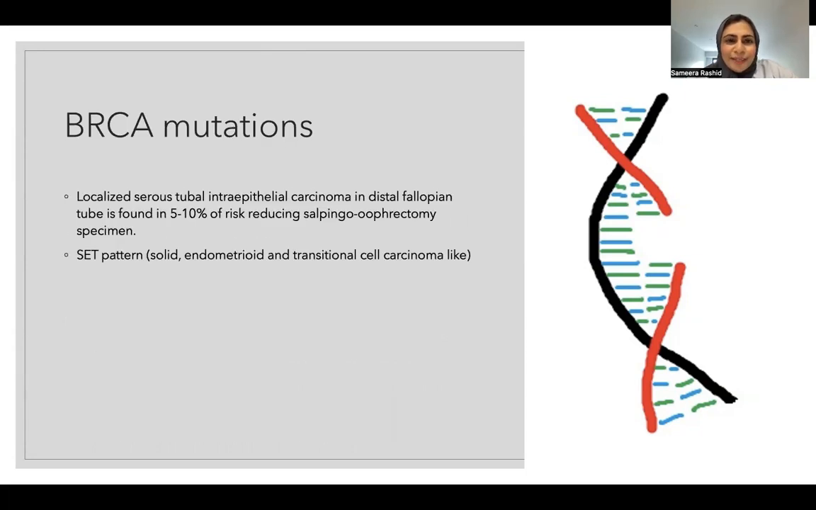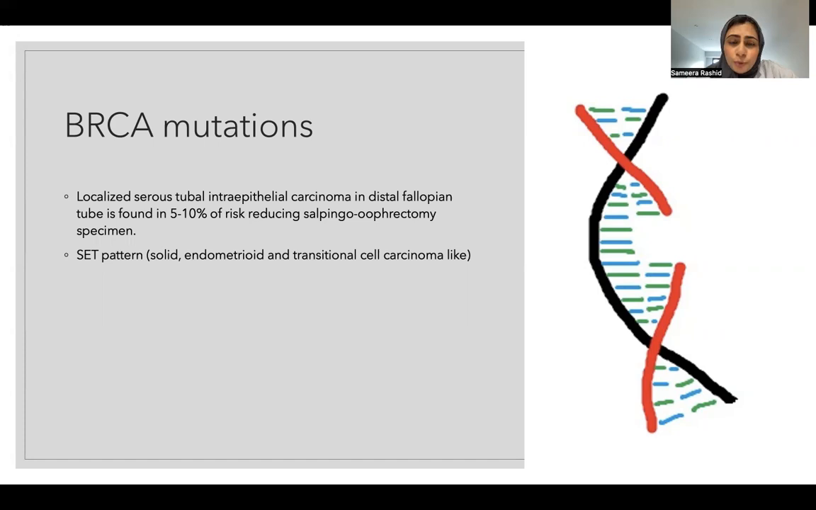Why is it recommended? To catch the cancer at the earliest phase, that is the precancerous lesion, which is serous tubal intraepithelial carcinoma. And this lesion has been found in 5 to 10% of risk-reducing salpingo-oophorectomy specimens.